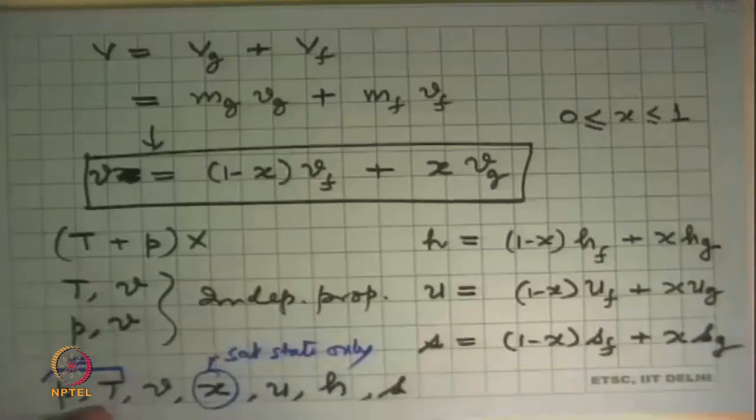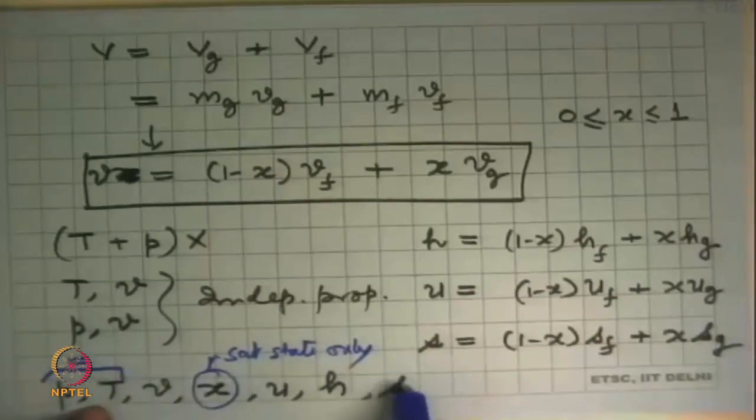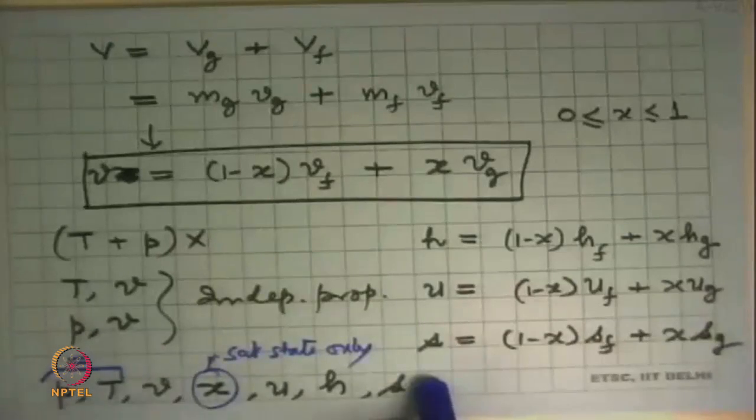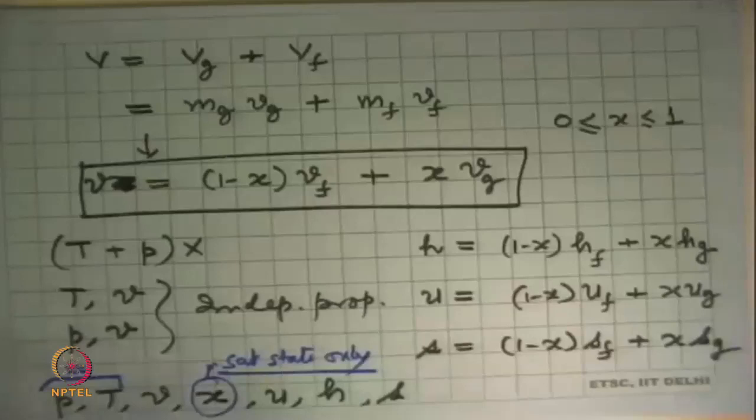They are one property, and either of them with V, or either of them with U, or either of them with S or H, they will completely define the system, or with X. So they are okay. The only thing that is not okay is P and T. V and X is okay, X and H is okay, X and S is also okay. These are all independent properties. But then X is only for saturated state. Let me say that again.